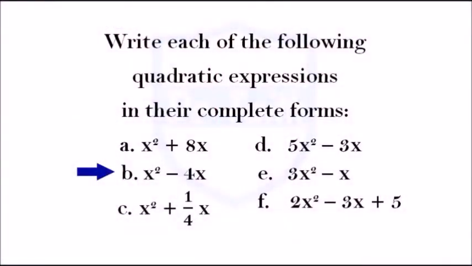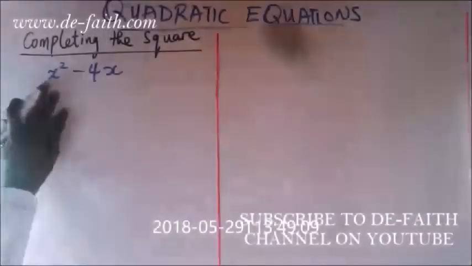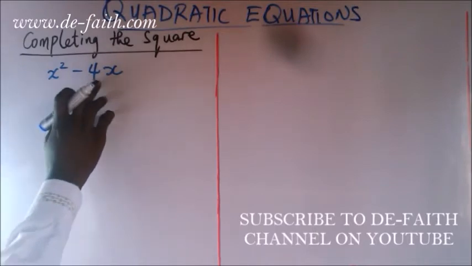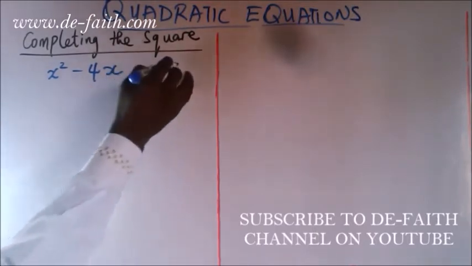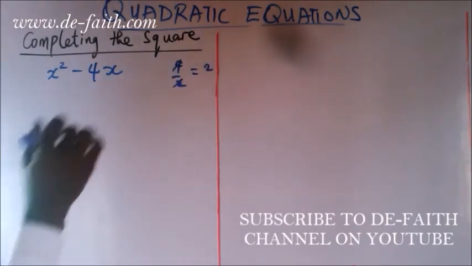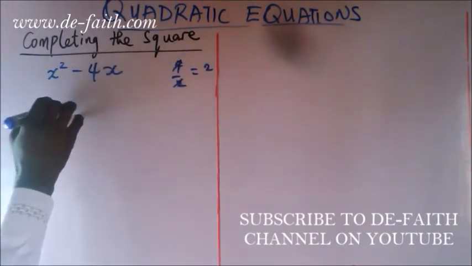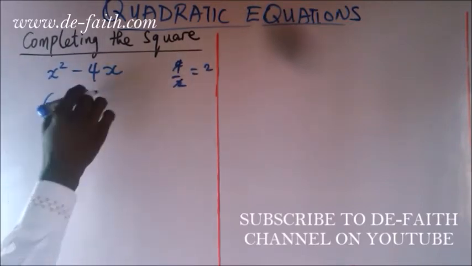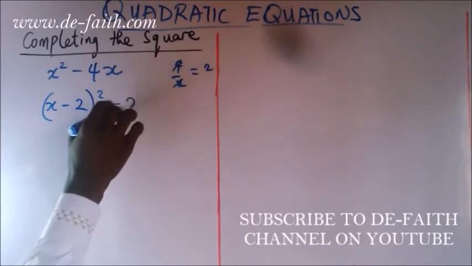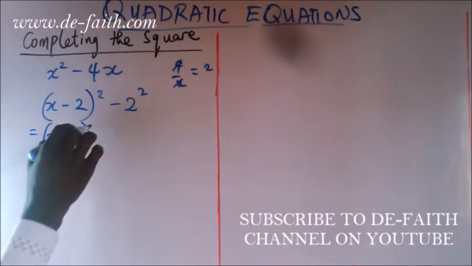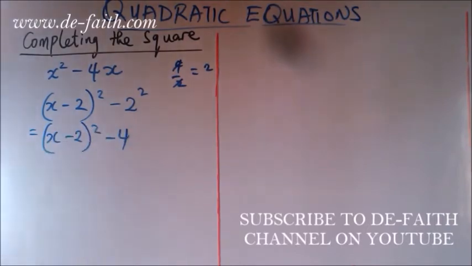B, x squared minus 4x. The coefficient of x squared is 1, so we don't need to divide by anything. Next, the coefficient of x here is 4. So we divide the 4 by 2, that is, we find the half, which is 2. Now we'll have it here as x minus 2, that's x minus this 2, all squared, minus the square of this. And so we have it as (x minus 2) squared minus 4. So this is the complete form of this quadratic expression.